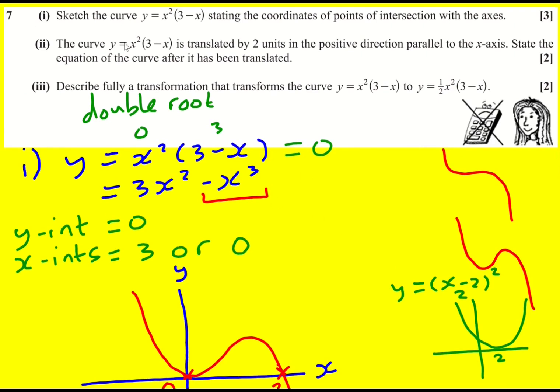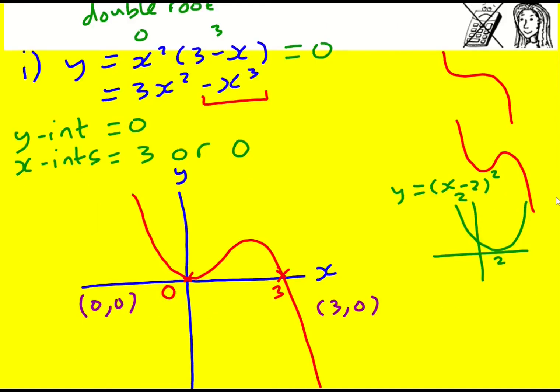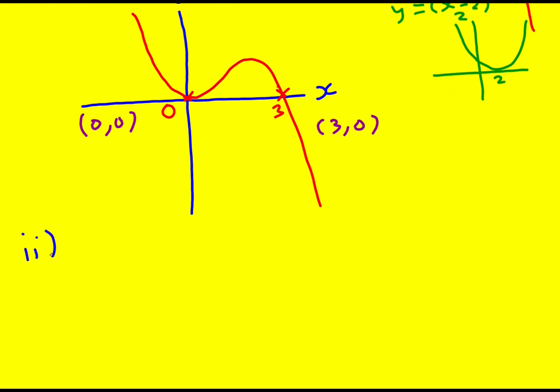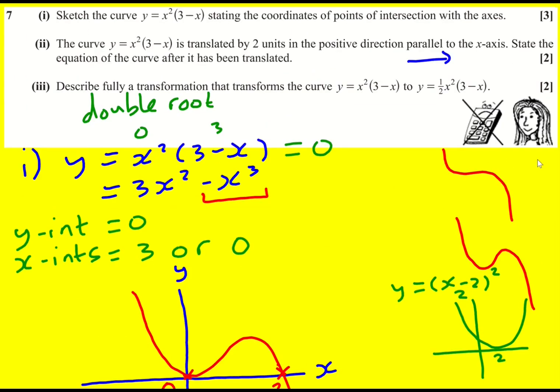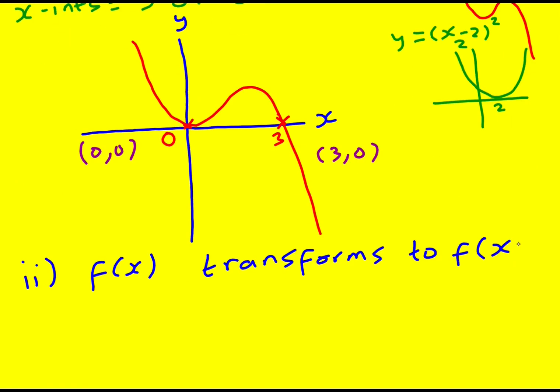Next up, we're told that the curve y equals x squared (3 minus x) is translated by 2 units in the positive direction parallel to the x-axis. That means it's going to move to the right, essentially. You don't say to the right because you could orientate the axes in a different way. It would still be parallel to the x-axis. We're asked to state the equation after it's been translated. So f of x transforms to f of x minus 2. Remember it was 2 units in the positive direction, so we put it inside the function because it's the x direction, and it's going to be minus 2.